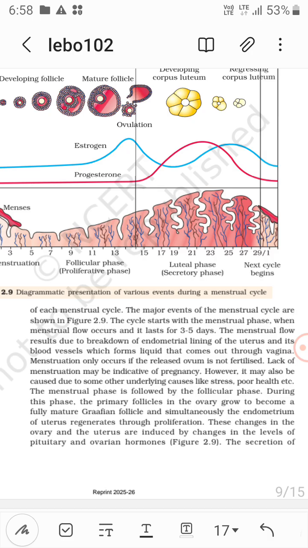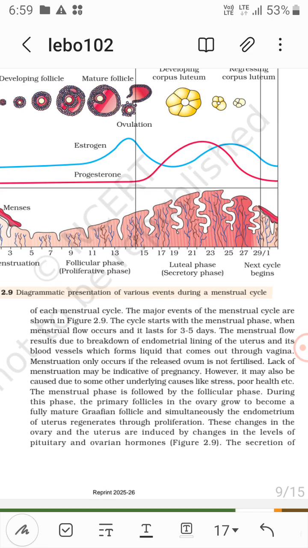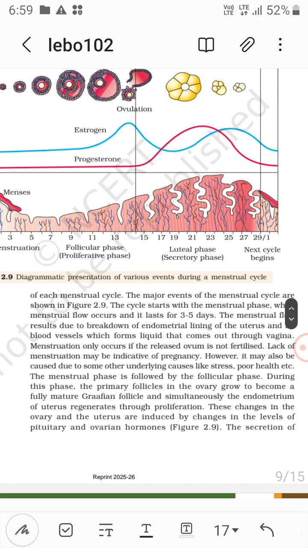Otherwise the endometrium is maintained, with no breakdown and blood flow. So menstruation only occurs if the released ovum is not fertilized. Lack of menstruation may be indicative of pregnancy. However, it may also be caused by other underlying causes like stress, poor health, etc. Now the menstrual phase is followed by the follicular phase.